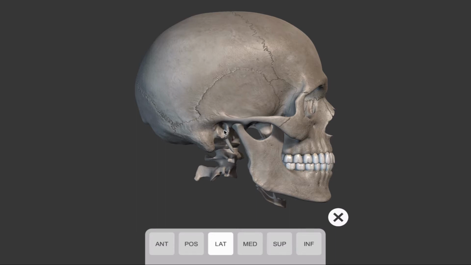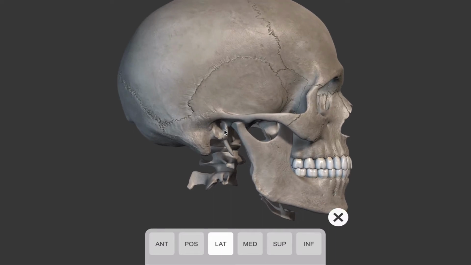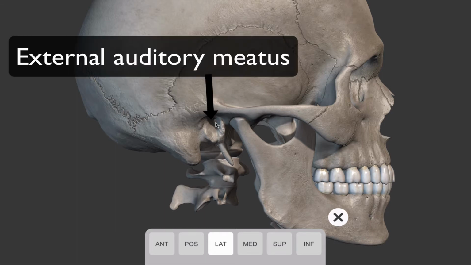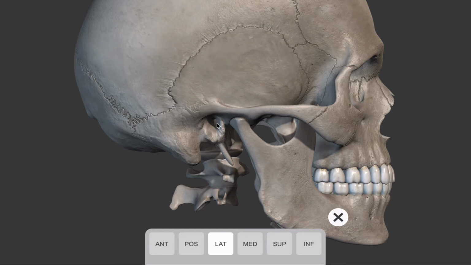First of all, the external auditory meatus is the canal that your ear canal is running through. Your ear canal runs through the temporal bone. The external auditory meatus.